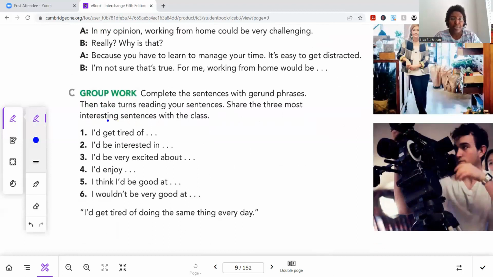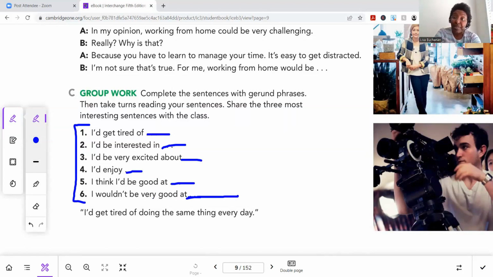Okay. Here we have sentence stems. So sentence stems are very nice. That is how you can start a sentence. So we've given you the start, you just need to finish it. And this is a good way to start describing how you feel about a job or a position. I'd get tired of, I'd be interested in, I'd be very excited about, I'd enjoy, I think I'd be good at, I wouldn't be very good at, and finish the sentence. So for example, I wouldn't be very good at becoming an accountant because I'm terrible at math.